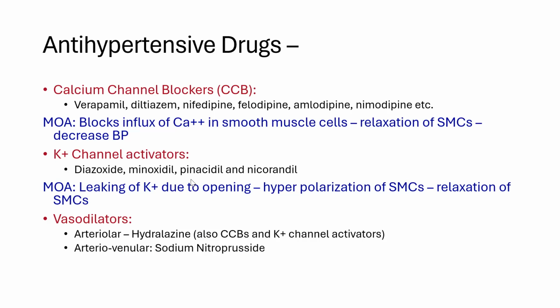Another kind of drugs are the potassium channel activators, and examples of the potassium channel activators are diazoxide, minoxidil, etc., which cause leaking of potassium ions due to opening of the channels. When we're talking about the potassium channel activators, they hyperpolarize the smooth muscle cells, which leads to relaxation of the SMCs, which is vasodilation. Some other kinds of vasodilators are there. Examples are the arterial vasodilators like hydralazine and the arteriovenous vasodilator, that is sodium nitroprusside.